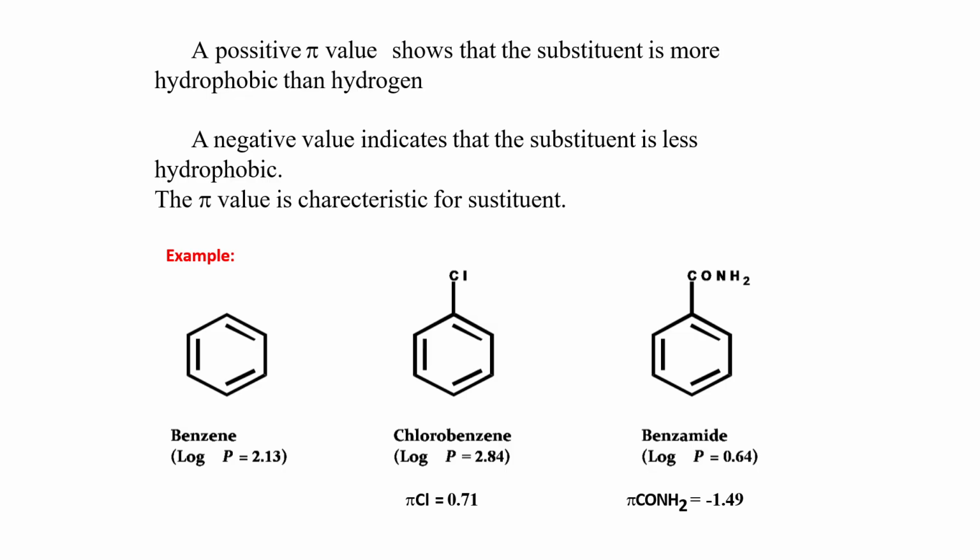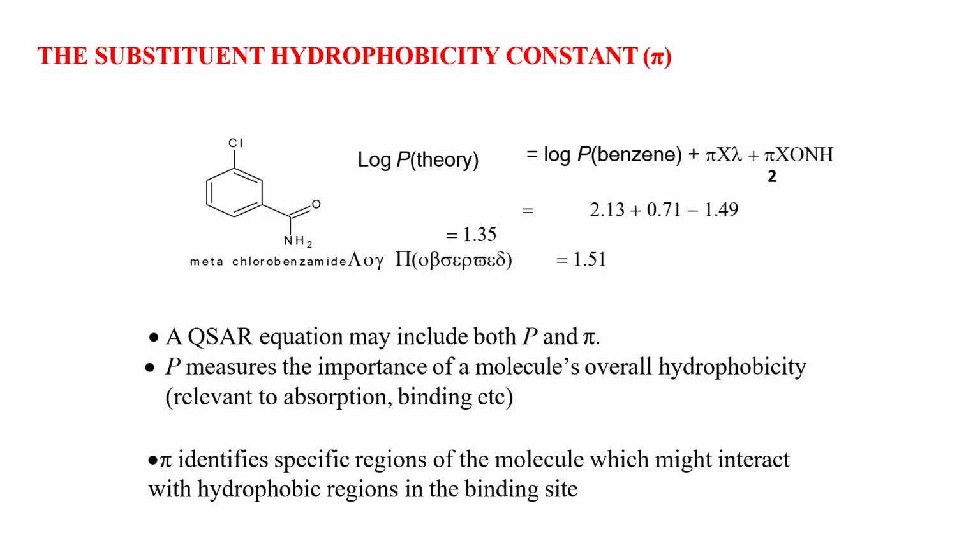The example given here: benzene has a log P value of 2.13, chlorobenzene 2.84, and the third, benzamide, has a value of 0.64. These are the various compounds and examples which I have given, which we use nowadays at lab scale, and the pi values and the log P values are different. So, the substituent hydrophobicity constant.